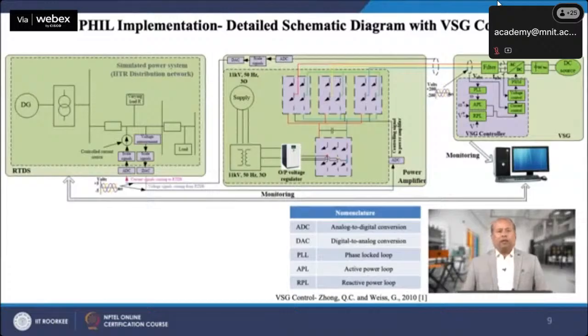Further, the power amplifier is energized by an external source via a voltage regulator. It consists of one AC to DC converter, which is further connected to 3 DC to AC converters. The sensed current signal from the power amplifier is fed back to RTDS. Controlling of the VSG and operation of the network in RTDS can be monitored at the controlling desk.